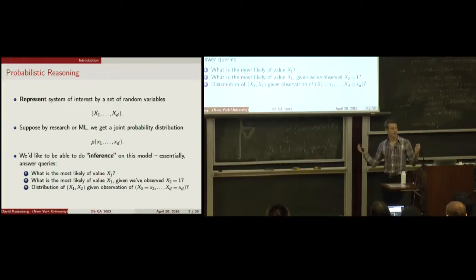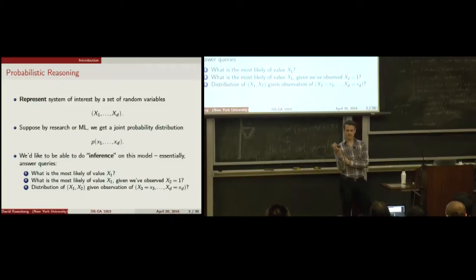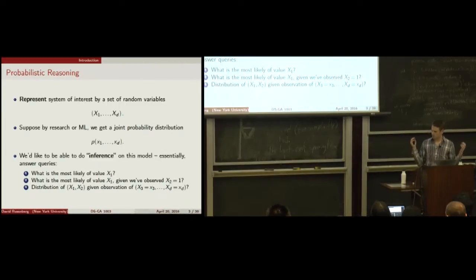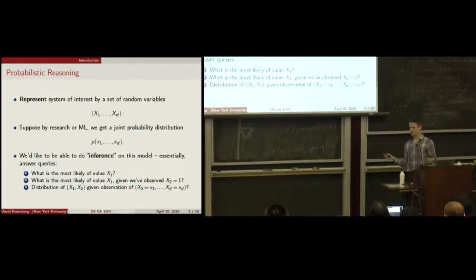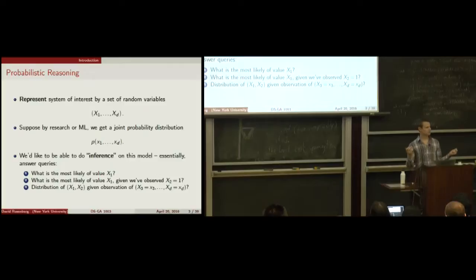And the problem of coming up with that joint distribution, that's learning, the thing we've talked about a lot this semester. So in the context of probability distributions, figuring out what that distribution is, that's the learning part. And then asking questions about the distribution, like parts of the distribution, some random variables given observations of others, that's the inference. So learning and inference.